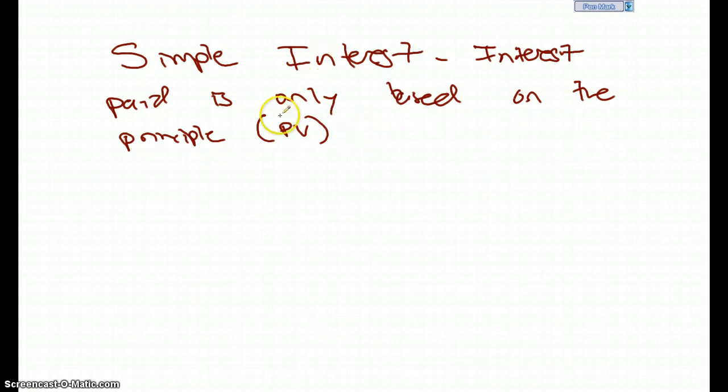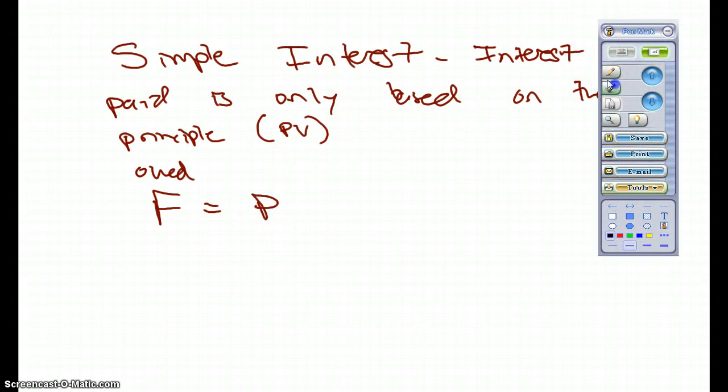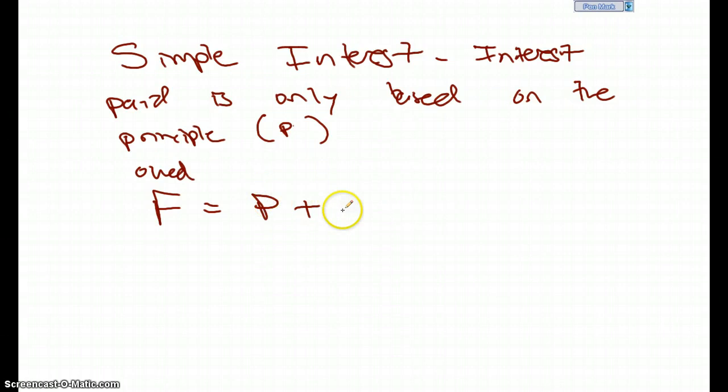And the way we calculate it is the future value, so the amount owed, would be the principal, which I'm going to label with a P, which stands for principal or present value, plus the base amount, which is P, times the rate, which I'll just call R, so R would in this case be 0.10, and then we of course multiply all of that by the number of years.